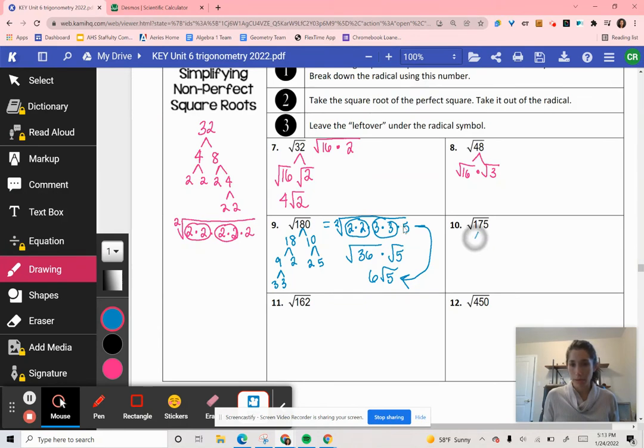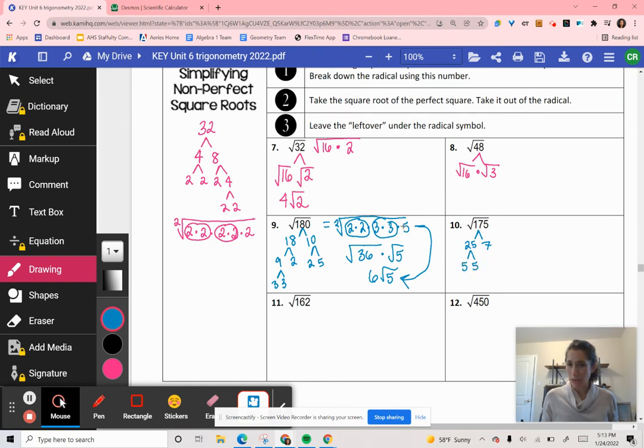We have square root 175. That's going to, let's try 25 and 3. Oh, no, not 25 and 3. That's going to be 25 and 7, right? Because 4, yep, 25 and 7. Okay, and then this is going to be 5 and 5.